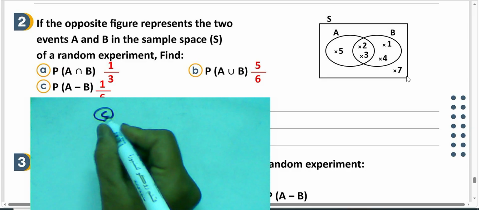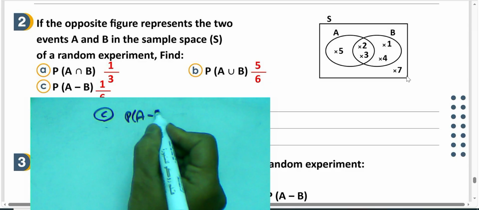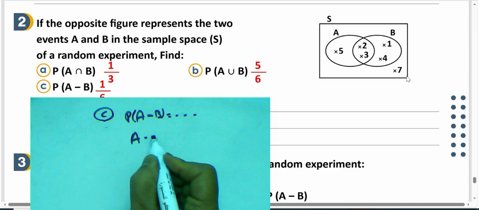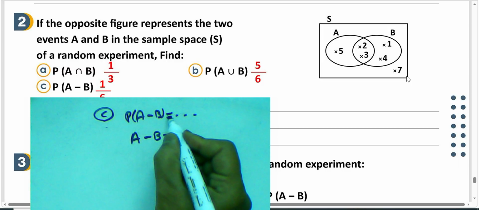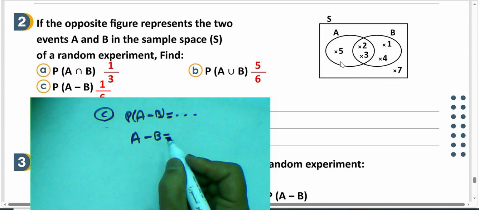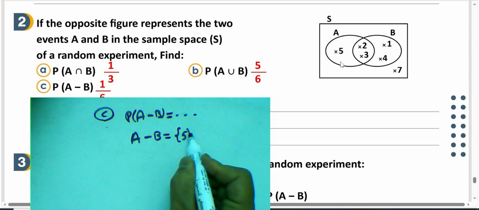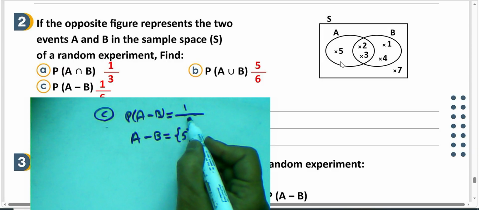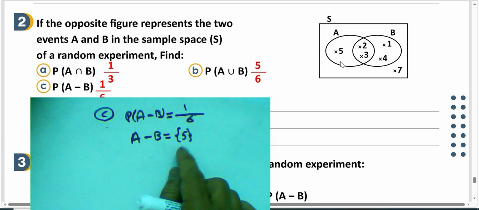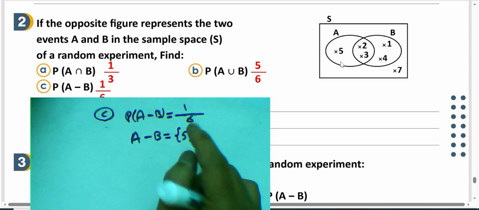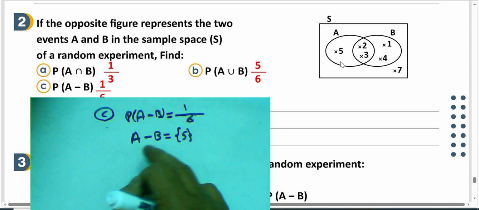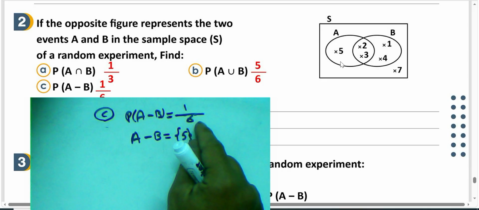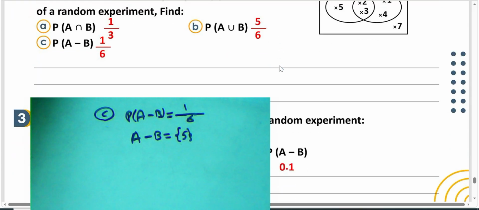Letter C, we want to find the probability of A difference B. We know A difference B is equivalent to 5 only, because we have one digit here. So the probability here, we have 1 digit from 6 digits. We have 1 digit, 5 here, repeating 1 time. A difference B, we have one element here from the total number of 6 digits. So the result will be 1 over 6.